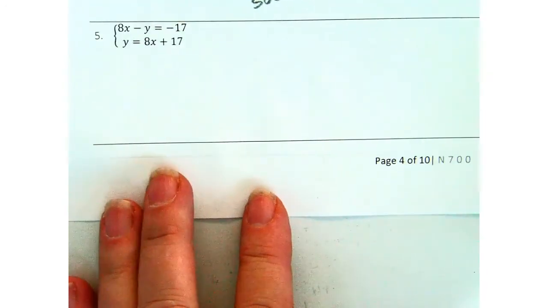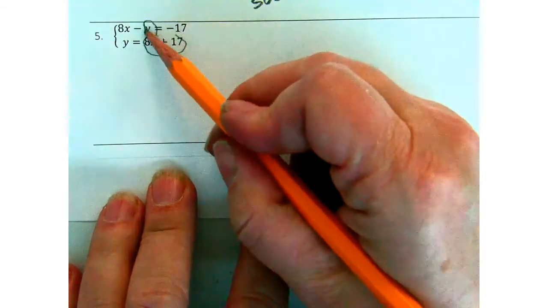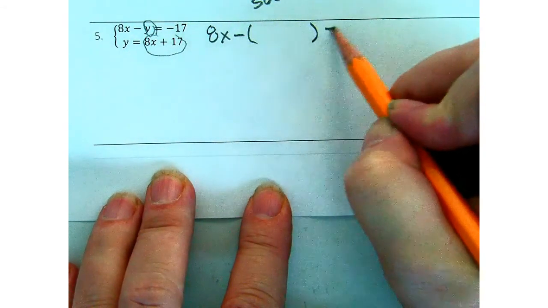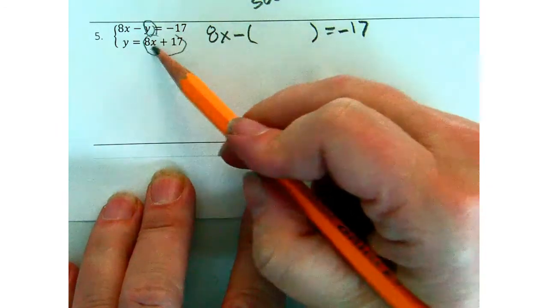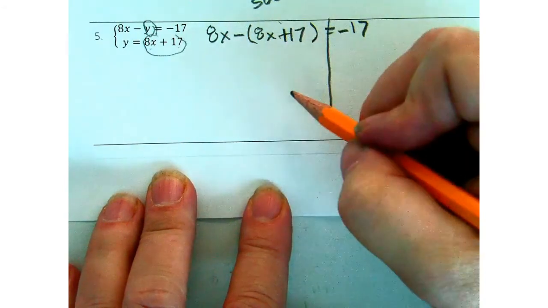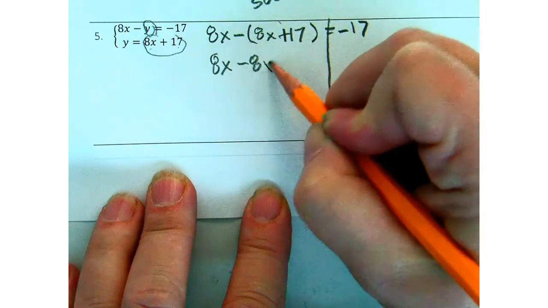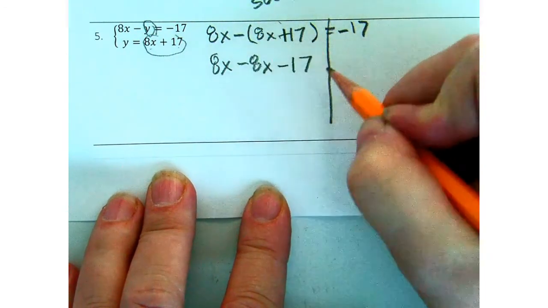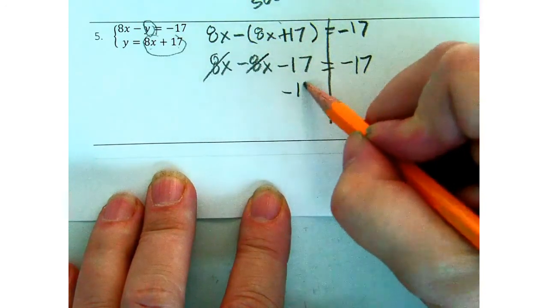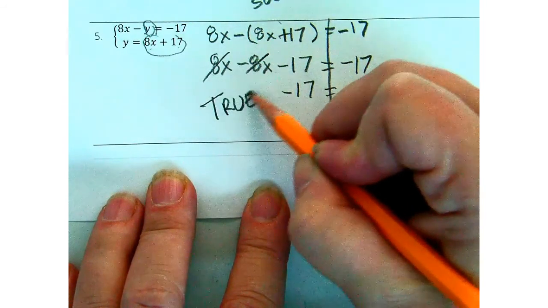In this case, we will see a different outcome. When we rewrite the equation and distribute, once again the variable term is going to disappear. Distribute the negative, you get 8x minus 8x minus 17 equals -17. 8x minus 8x is 0. We're left with -17 equals -17, a true statement.